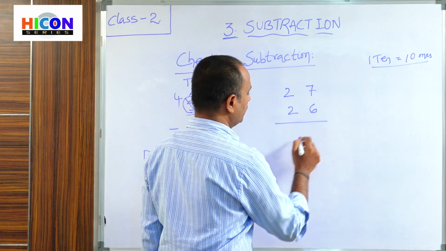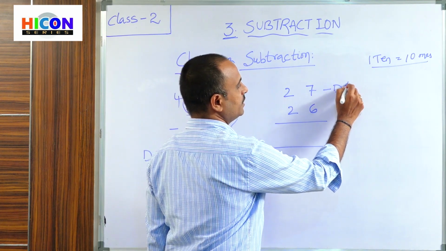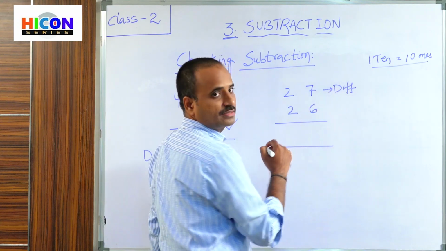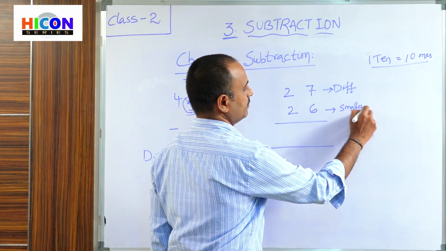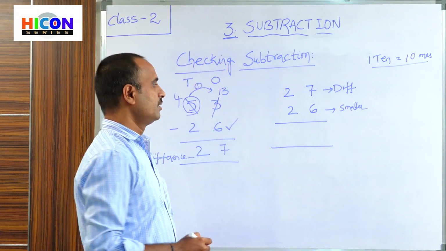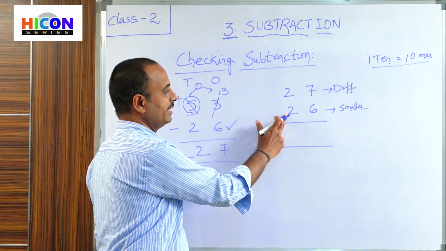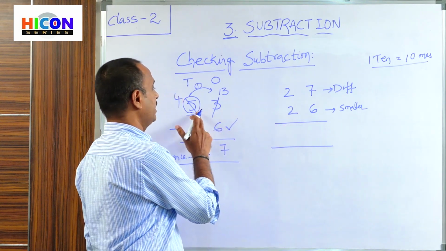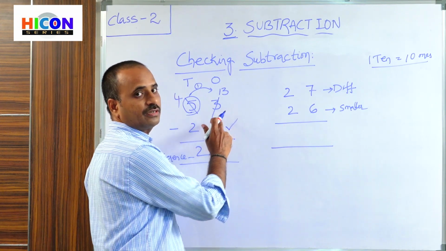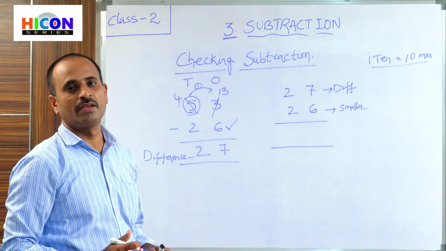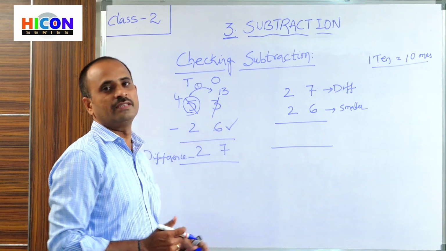Now add these two numbers. The first one is the difference and the second one is the smaller number. So add the difference to the smaller number in the addition. Then we have to get the greater number in the subtraction. If we get the greater number in the subtraction, our subtraction is correct. If we do not get the greater number 53, then our subtraction is wrong.